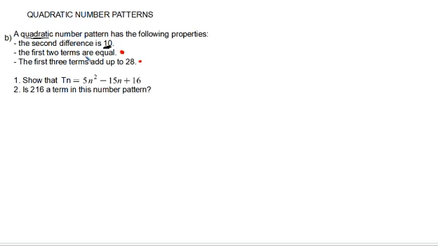And then the first two terms are equal. We do not know these terms, so we can tentatively say it's x and x. Those are the first two terms. And then the first three terms add up to 28. The third term, we do not know it, but we are told that these three, when you add them, give you 28. Those are the only properties that we are given. We can make use of these properties.